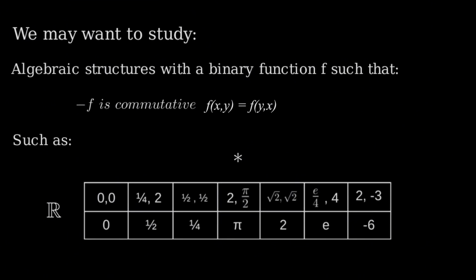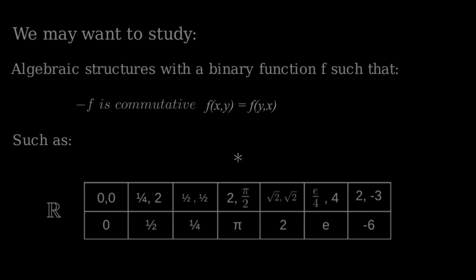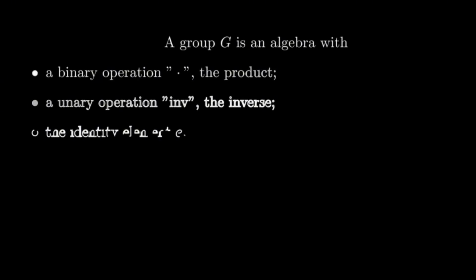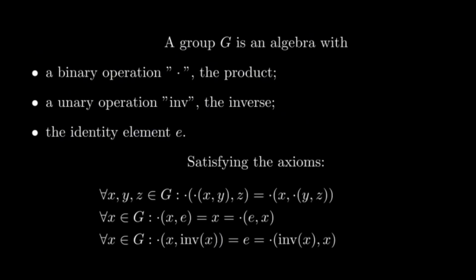Models are different examples of mathematical structures that share a set of properties, an algebra. A group is an algebra with a couple operations, the product and inverse, and an identity element, all satisfying the axioms of associativity, identity, and inverses.